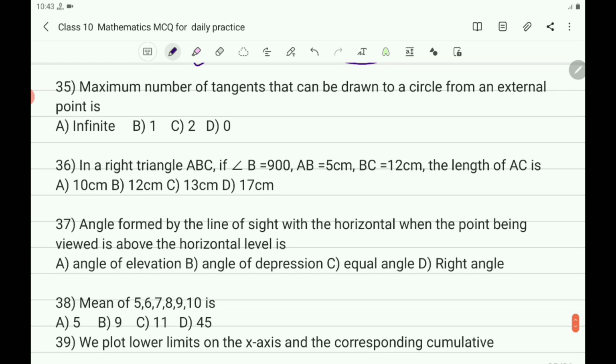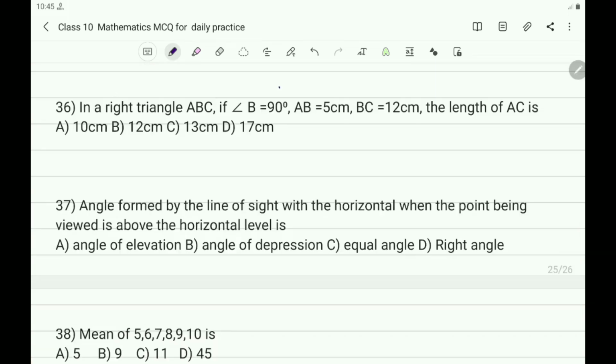Then you take question number 35. Maximum number of tangents that can be drawn to a circle from an external point. If you consider the figure, consider the external point. If P is the external point, how many tangents can be drawn? Only 2. This way, you can draw only 2 tangents from the external point. So what is the answer here? Option C is the answer. Only 2 tangents can be drawn to a circle from an external point.